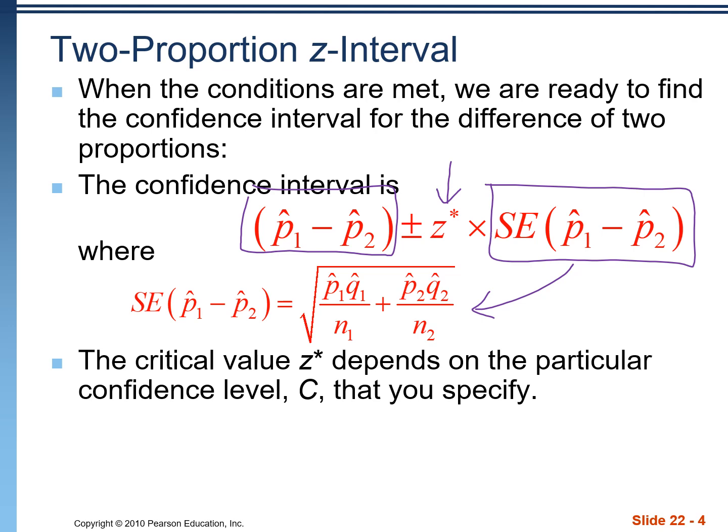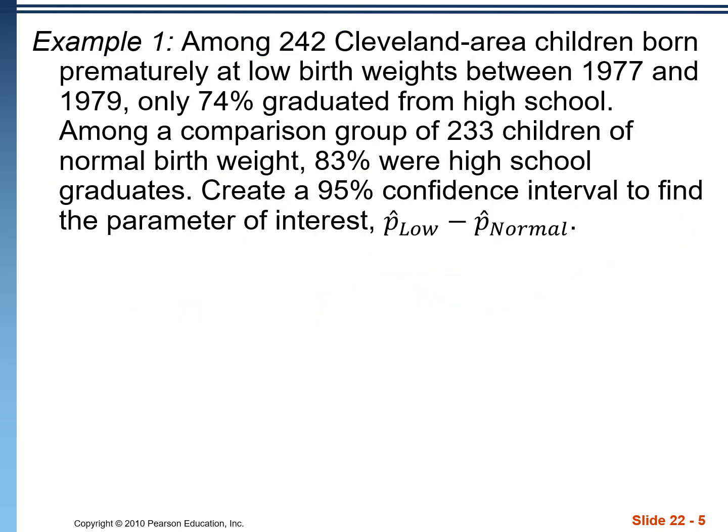For example, among 242 Cleveland area children born prematurely at low birth weights between 1977 and 1979, only 74% graduated from high school. Among a comparison group of 233 children of normal birth weight, 83% were high school graduates. Create a 95% confidence interval to find the parameter of interest, p at low minus normal. So we're going to do PANIC on this question.